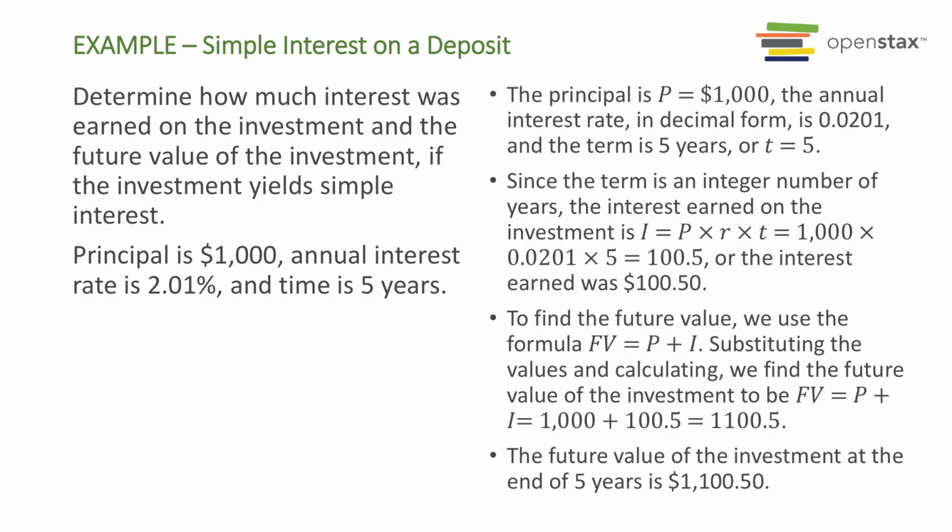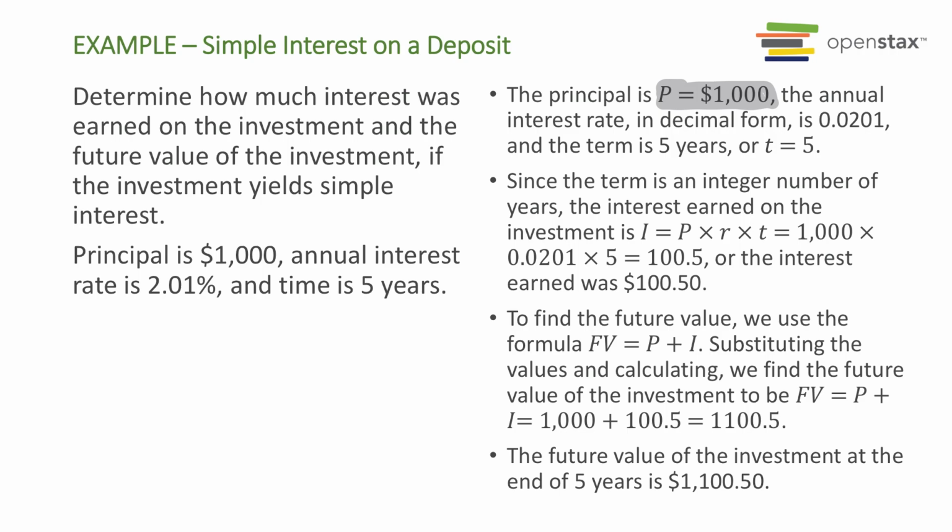So let's determine how much interest was earned on an investment and the future value of the investment, given that it was a $1,000 investment with an annual percent rate, an APR, of 2.01%, and we left it in the account. We didn't touch it for 5 years. That's one of the big things about these savings accounts, that you can't touch the money. If you take anything out, it completely recalculates and readjusts your future value. But let's take a look at this example. So we start with a principal amount of $1,000.